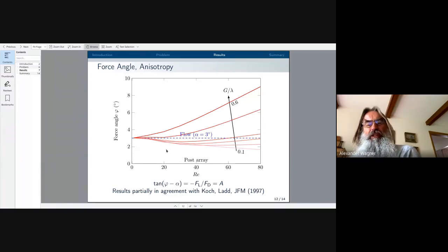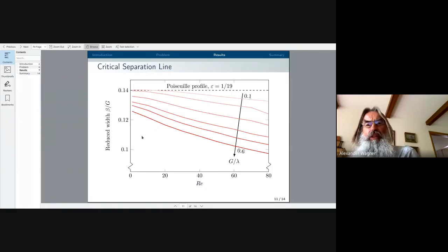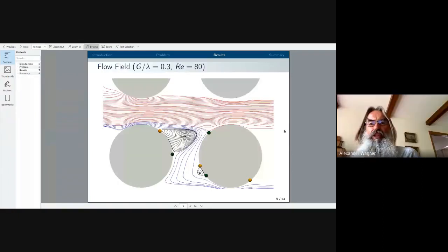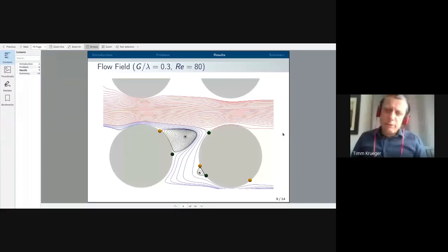So, Tim, in your streamlines, they seem to suggest that you have steady flow, right? But presumably at some Reynolds number, you're going to get unsteady flow, right? And that may actually depend on initial conditions as well. So where would you start to see the unsteady flow? Typically, I think for a single post, you would see it without any post nearby. It's about Reynolds number 40.